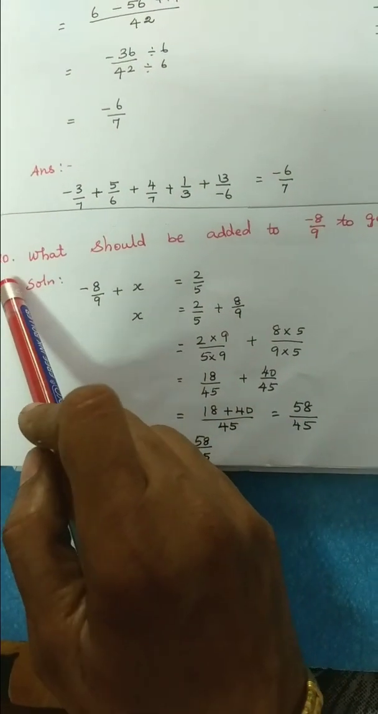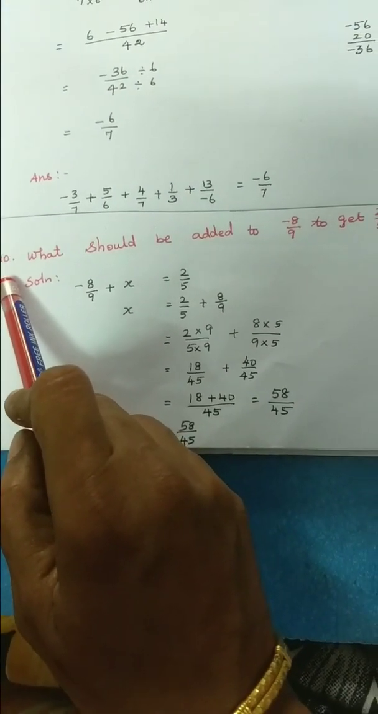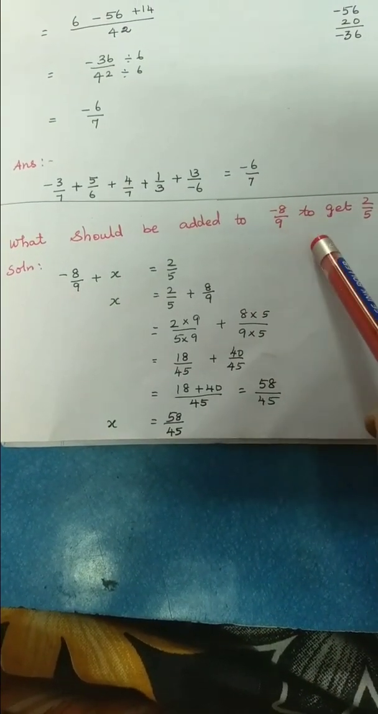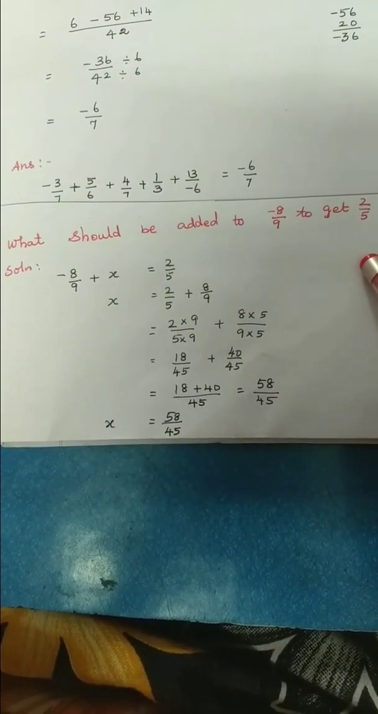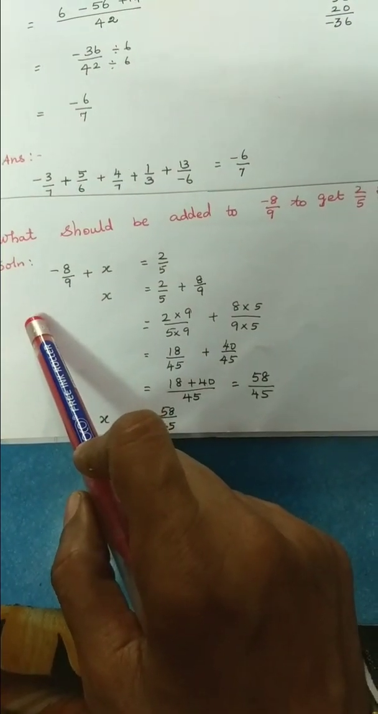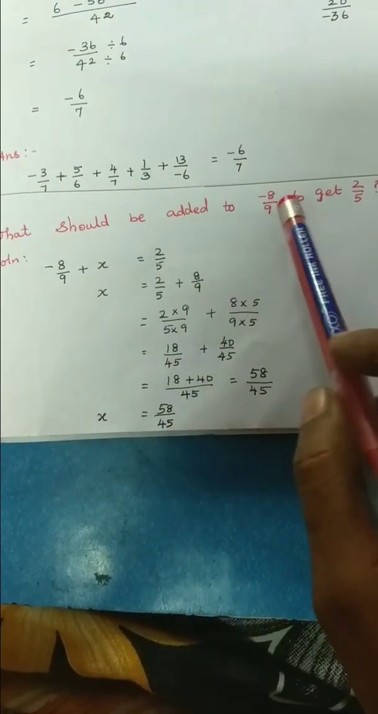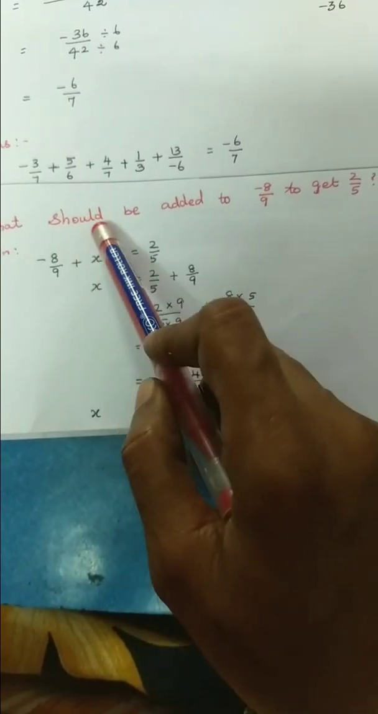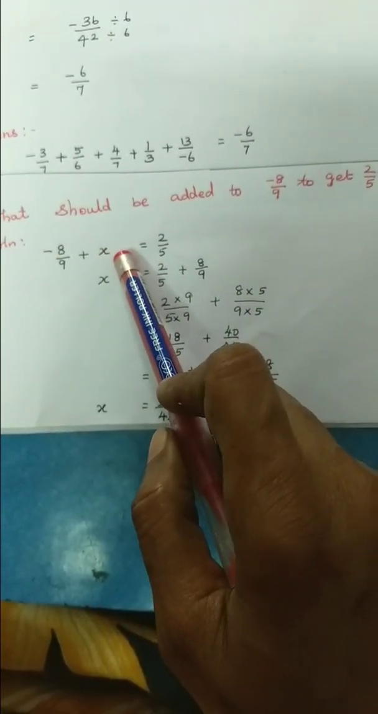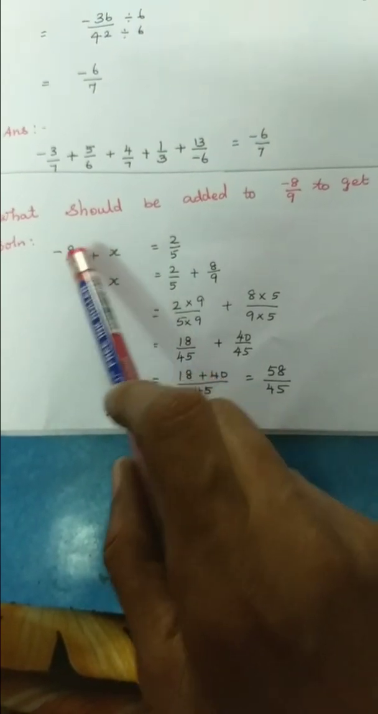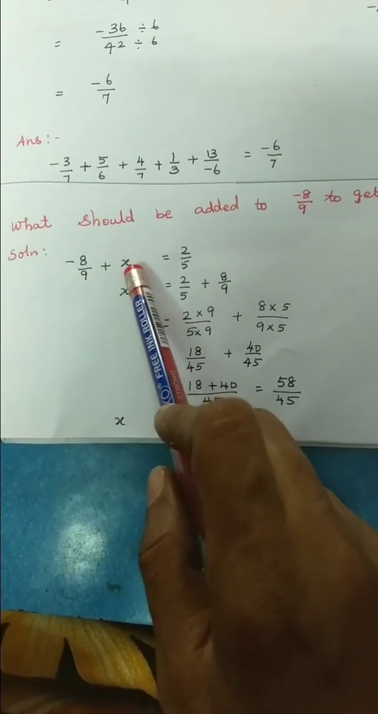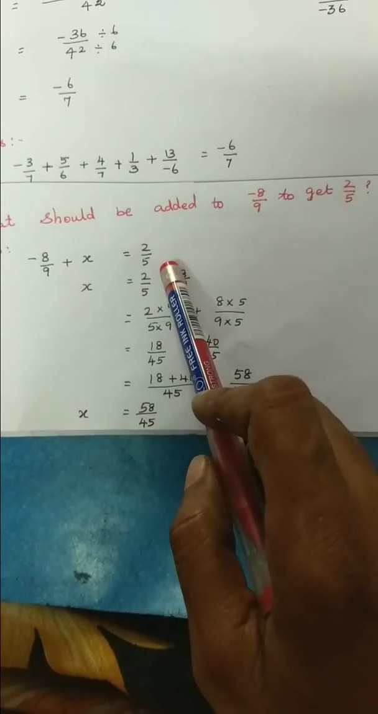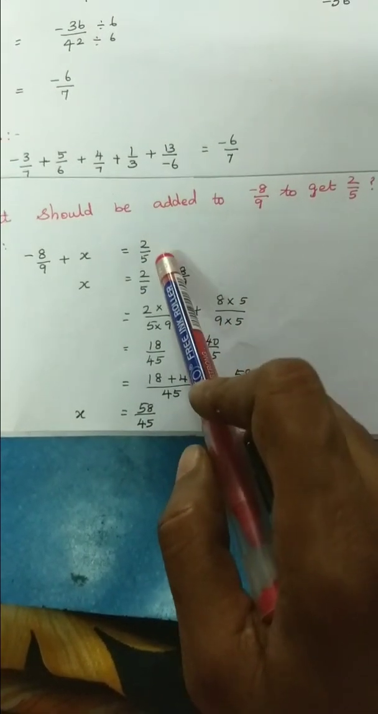Then the 10th problem in exercise 1.1: what should be added to minus 8 by 9 to get 2 by 5? Solution. What they asked: what should be added to minus 8 by 9. We don't know what we are going to add with minus 8 by 9, so we are taking that as x. Minus 8 by 9 plus x is equal to 2 by 5. The answer is 2 by 5, they said.